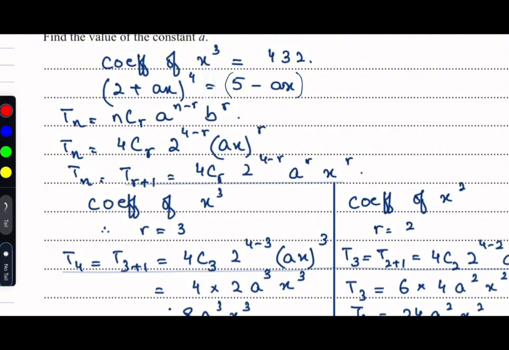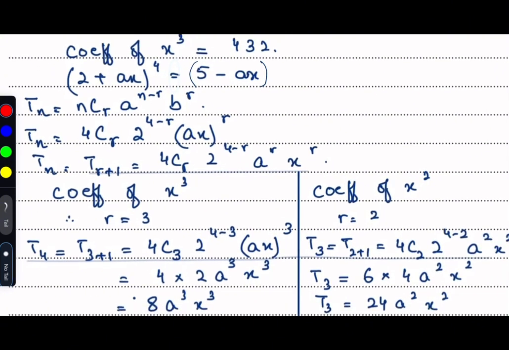Now I will be getting the coefficient of x square also. So in the same term equation that I have, I will be substituting r as 2. When I substitute r as 2 here, this becomes 4c2, and it's going to be the third term. So it's 4c2, 2 to the power 4 minus 2, and then a to the power square and x square. So 4c2 is 6 times 2 square, which is 4a square x square. That means T3, the third term, is 24a square x square.